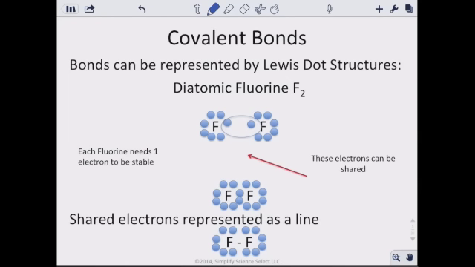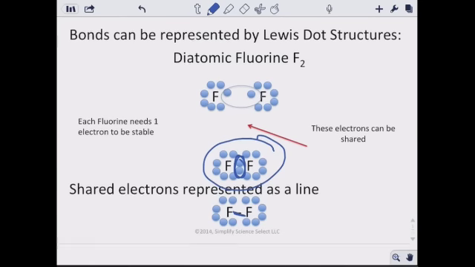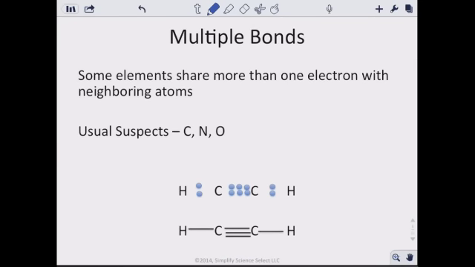So when we're forming diatomic fluorine, we see that those two electrons are shared, and so it creates this bond. And we say that shared electrons are represented by a line. So once we see that these two electrons are sharing, we just represent that sharing by a bond, or just a line. So, multiple bonds. Some elements share more than one electron with a neighboring atom. Usual suspects, we're talking about carbon, nitrogen, oxygen. They can form multiple bonds, double and even triple bonds.